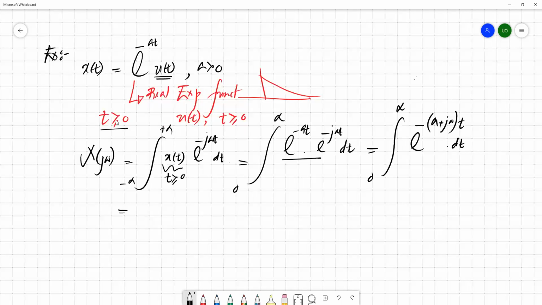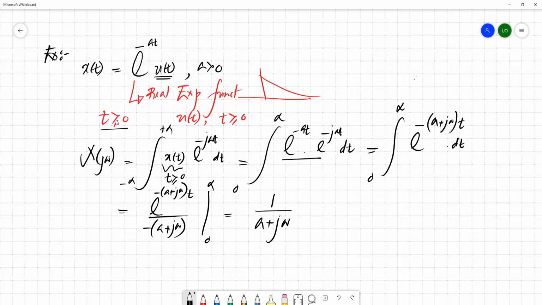So we can integrate it out. It becomes e to the power minus (a plus j omega) t divided by minus (a plus j omega), and we need to substitute the limits. At t equals infinity, you have 0. So we'll end up with 1 over a plus j omega. This is the Fourier transform of this given function, 1 over a plus j omega.